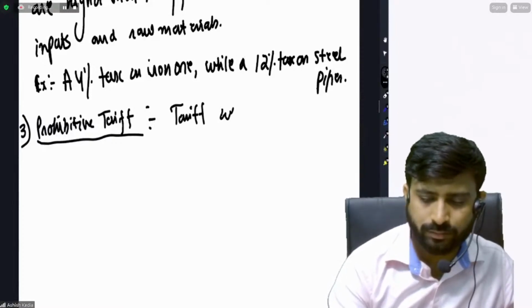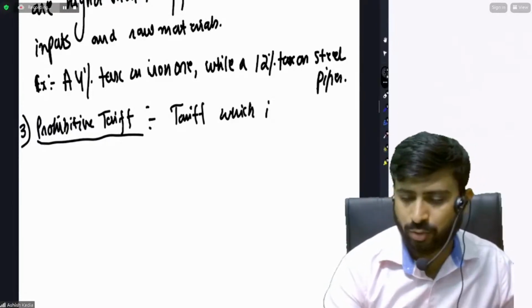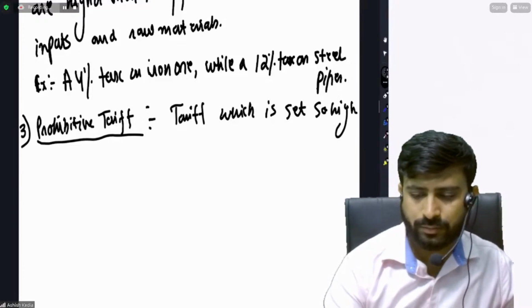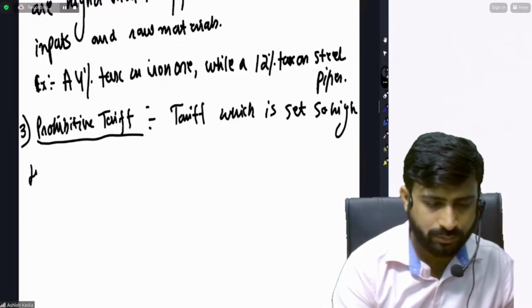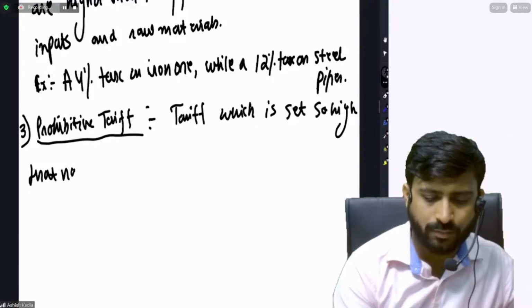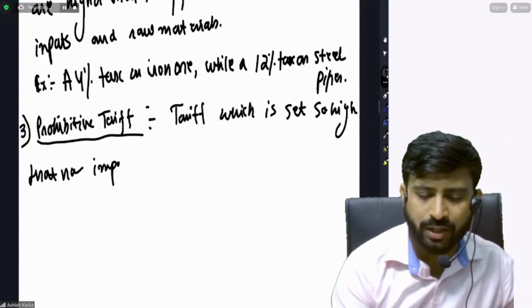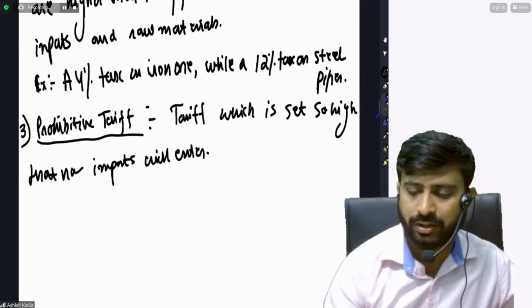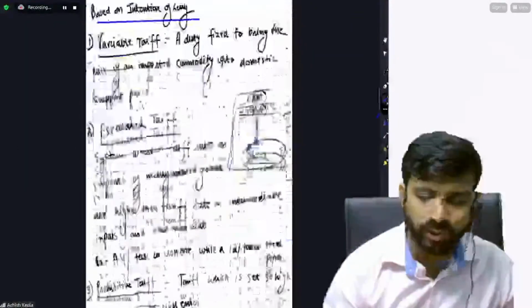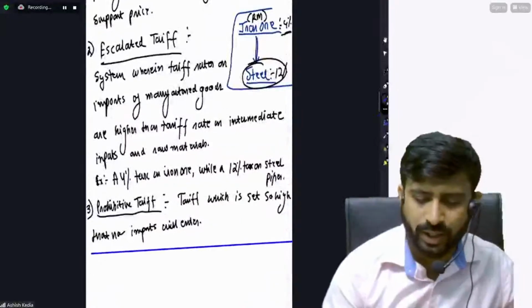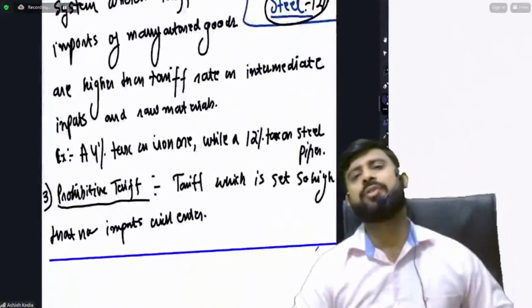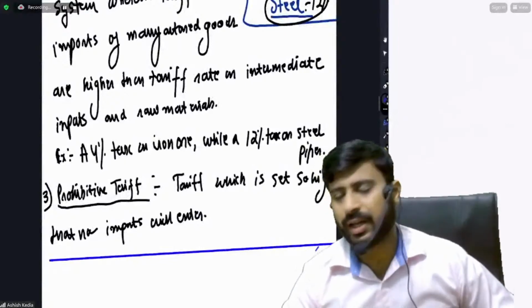Tariff which is set so high that no imports will enter. Tariff that is set so high that no imports will enter. That is prohibitive tariff. Hopefully it's crystal clear, everybody.